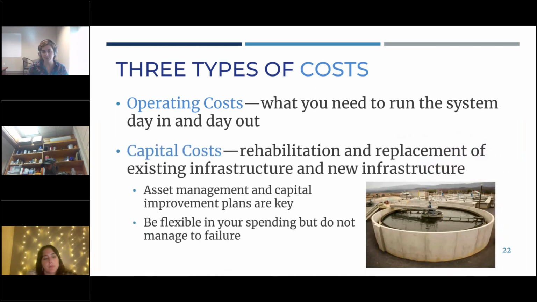The second type of cost is capital costs. And this one is, as the poll suggested, usually quite daunting for folks. These can be really large numbers. These needs can be quite big. But these are the rehabilitation and replacement costs for existing infrastructure or to build new infrastructure. And assessing capital costs can be tricky for all the reasons I mentioned previously, things like inflation. It could be going out to bid and finding that the bids that come back are higher than you anticipated.